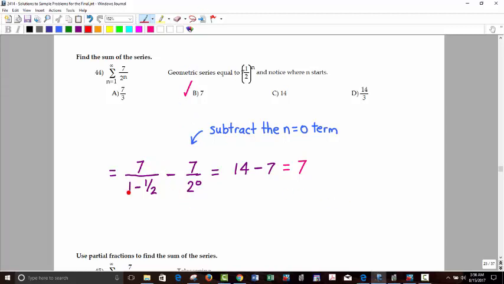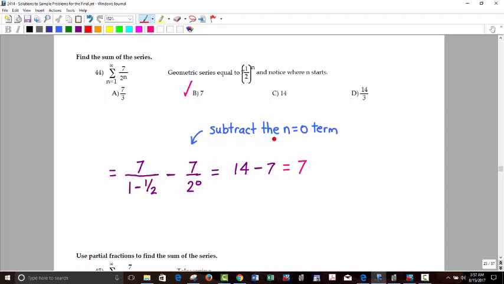So I have 7 over 1 minus 1/2, which would be the right answer if this started at 0. And sure enough, that's 14, answer C. If it started at 0, answer C is there, so you have to be very careful with this. You wouldn't want to make a mistake and miss that on a test question. But now I'm going to subtract the term off if you put 0 in there. So that's basically 7 over 1, which is 7, so it's 14 minus 7, which equals 7.